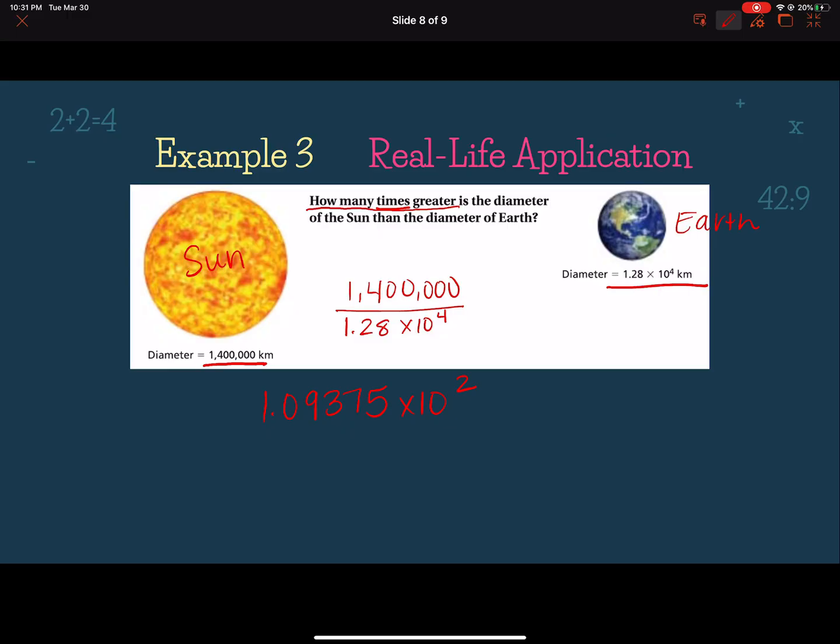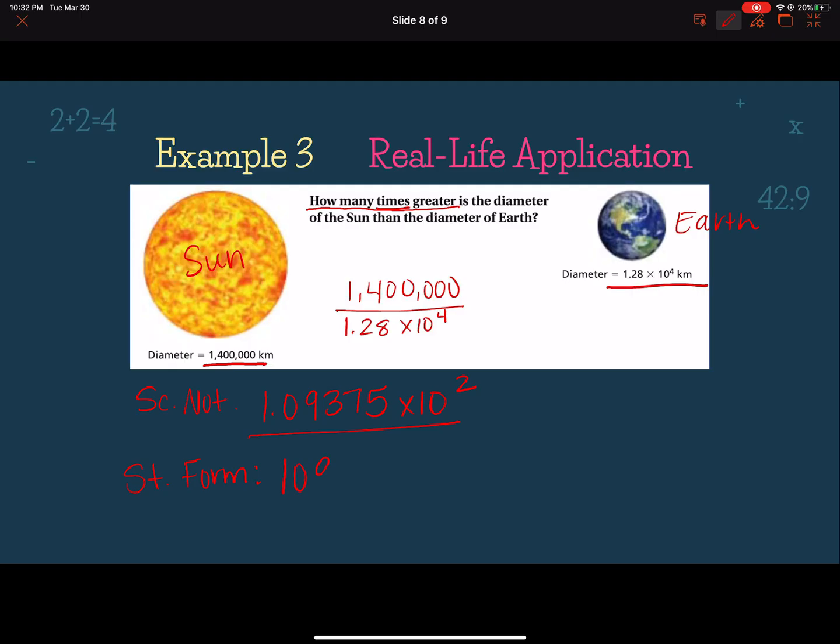And that's going to be 1.09375 times 10 to the 2nd. That is my answer in scientific notation, right? But what if I want my answer in standard form? Well, then I'm going to turn my calculator back to normal mode, and I'm just going to hit enter on the 1.09375 times 10 squared, and it'll give it to me.